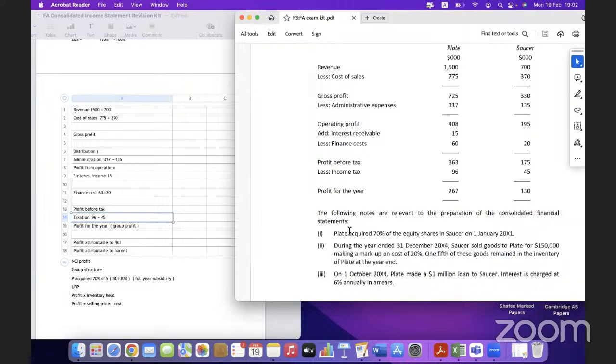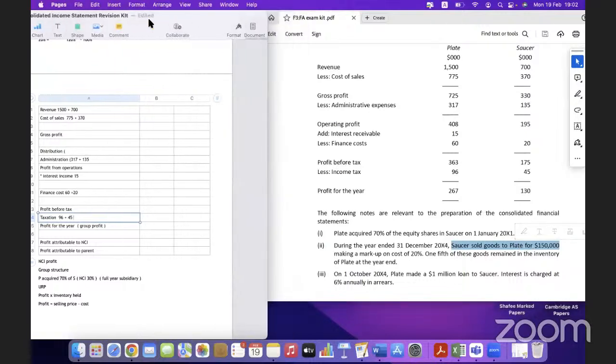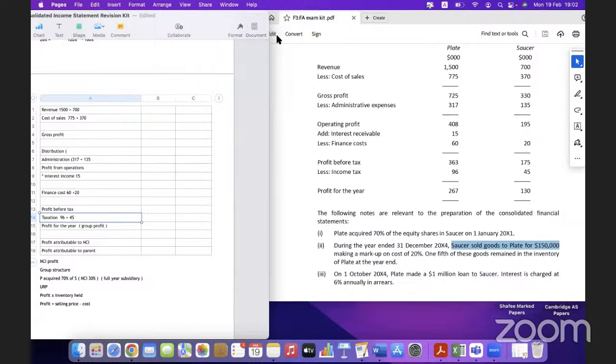Right. So, guys, what's happening? During the year, Saucer sold goods to Plate for 150. Stop at that. One company sold goods to another company. So what do we call that adjustment, guys? We call that intra-group sales and purchases.